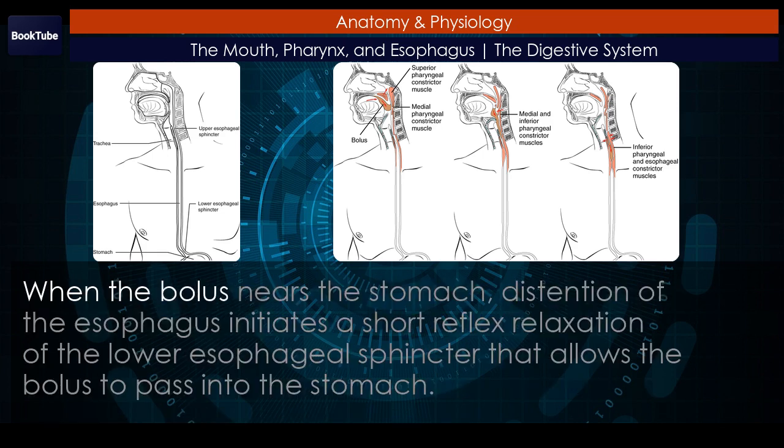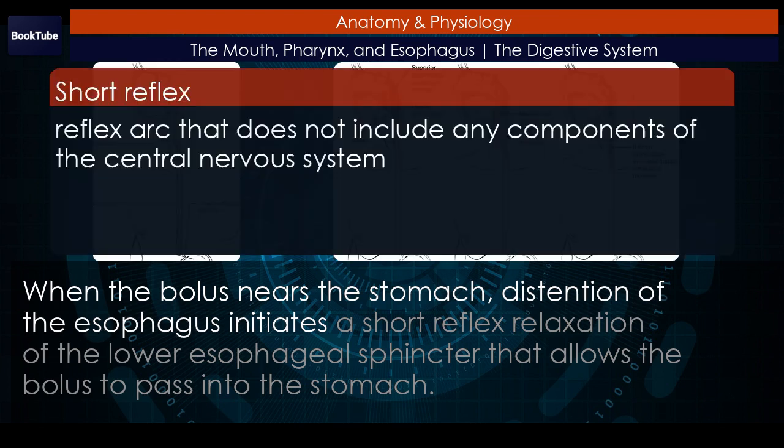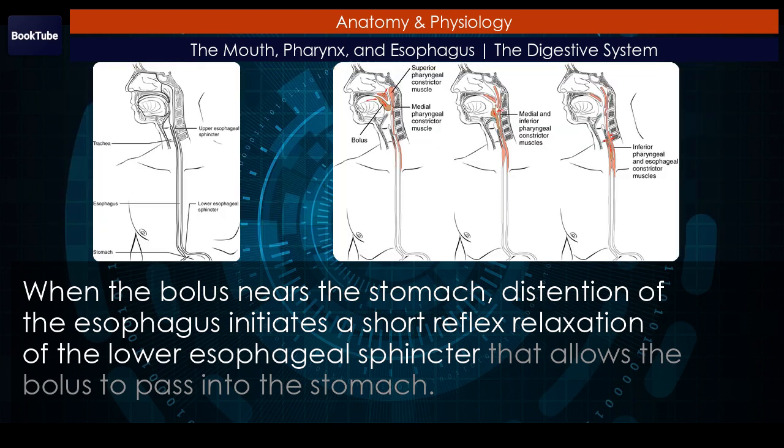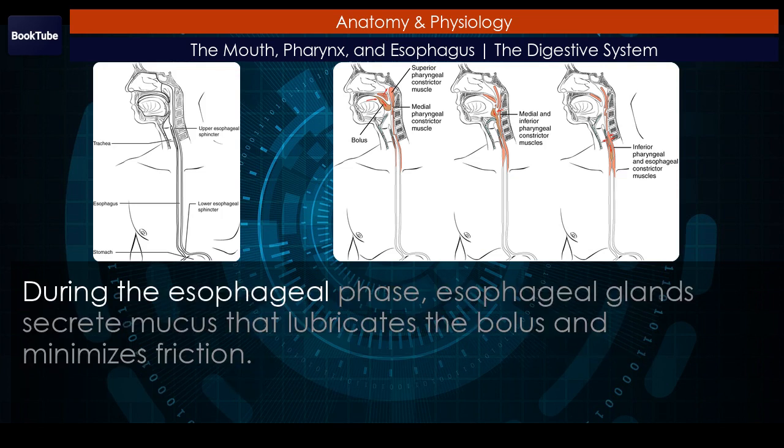When the bolus nears the stomach, distension of the esophagus initiates a short reflex relaxation of the lower esophageal sphincter. That allows the bolus to pass into the stomach. During the esophageal phase, esophageal glands secrete mucus that lubricates the bolus and minimizes friction.